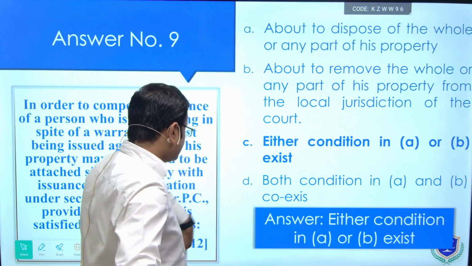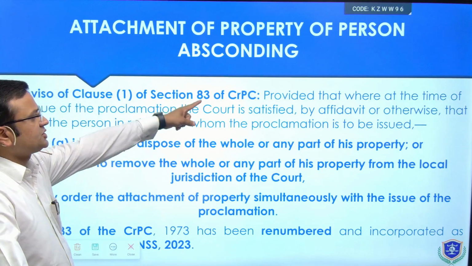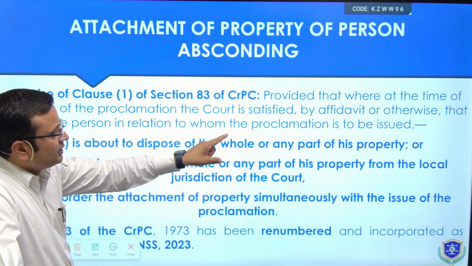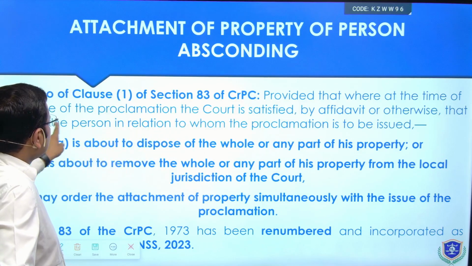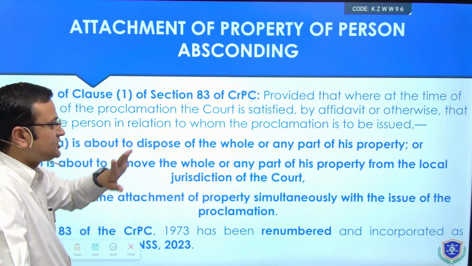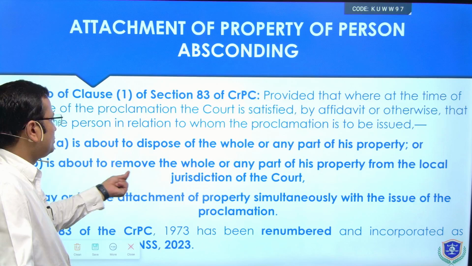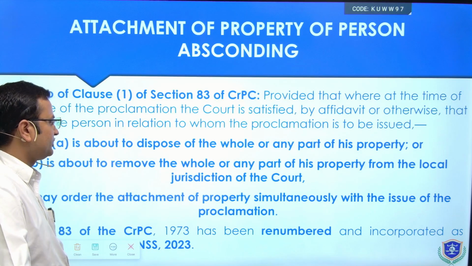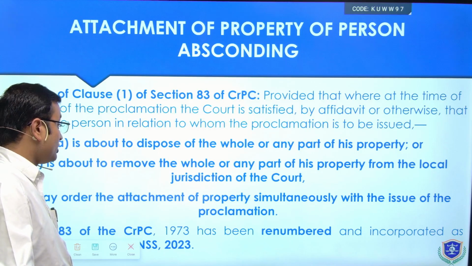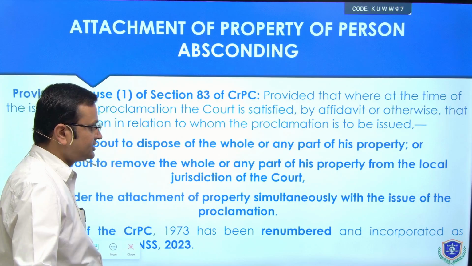Where is it given? Let's see the explanation of this answer. So, this is given in proviso of clause 1 of section 83 of CrPC. So, again it is very clear that the court, at the time of the issue of the proclamation, is satisfied by affidavit or otherwise that the person in relation to whom the proclamation is to be issued is about to dispose of the whole or any part of his property or is about to remove the whole or any part of his property from the local jurisdiction of the court, then in that case the court may order the attachment of property simultaneously with the issue of proclamation. So, it is very clear, it is again given in section 83.